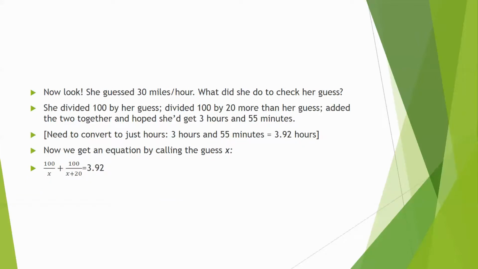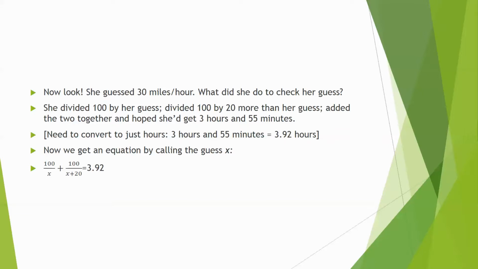So we will do the same thing, only we're going to get an equation by calling the guess x. 100 divided by x plus 100 divided by x plus 20 equals 3.92. And I first converted the 3 hours and 55 minutes to 3.92 hours. I did that, by the way, by dividing 55 by 60, and that was the 0.92.